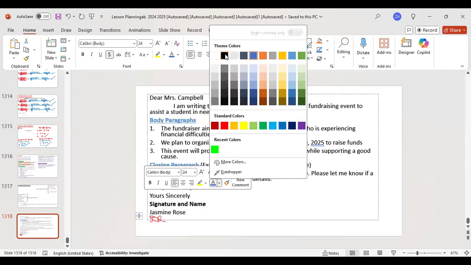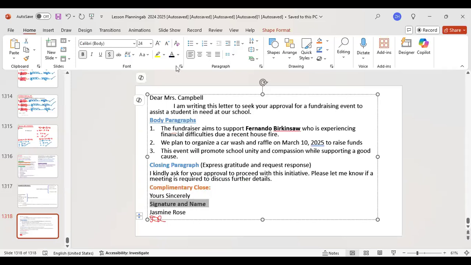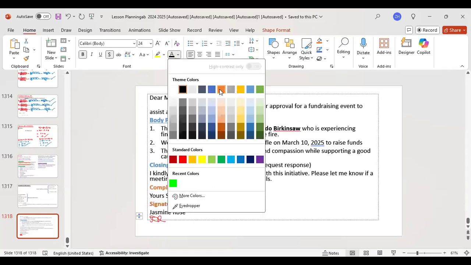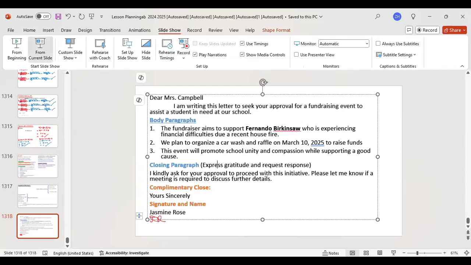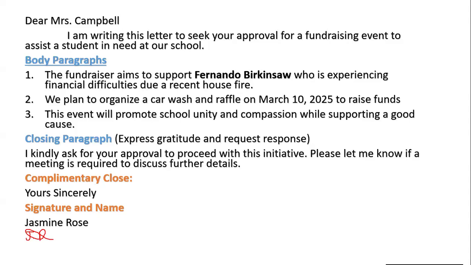Okay, so what are the parts of our letter that we need to be reminded of? What's the first part? The sender's address and date. Very good.